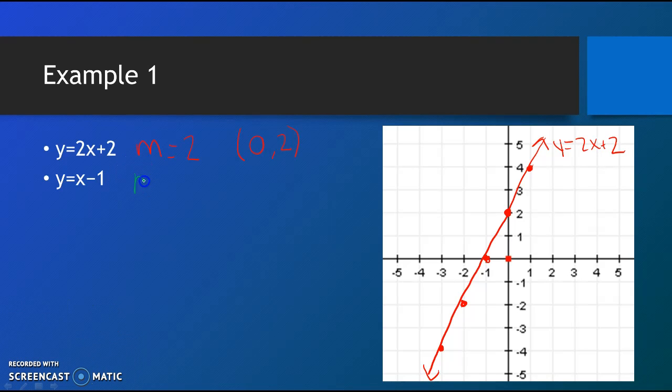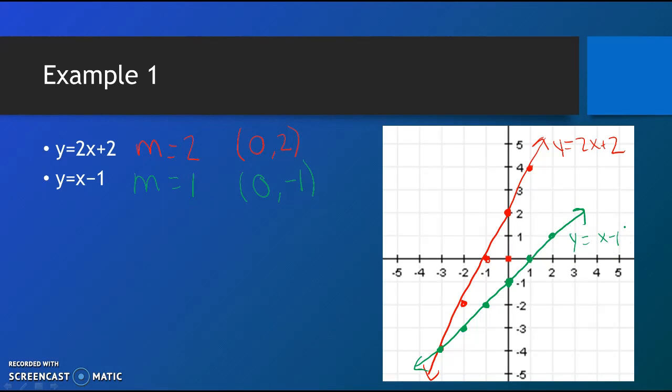So for our second one, our slope here is going to be 1, and our y-intercept is going to be at 0, -1. So we can go ahead and graph that, starting with our intercept at 0, -1. And using the rise over run, we can make some points on this line. Connecting our points with our line and labeling it here as y equals x minus 1.